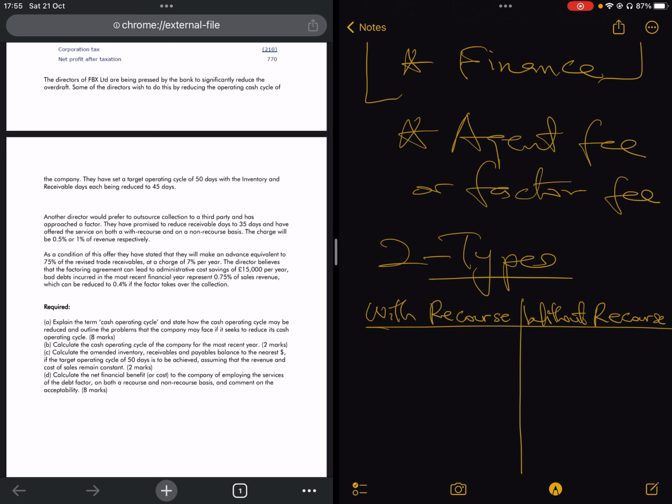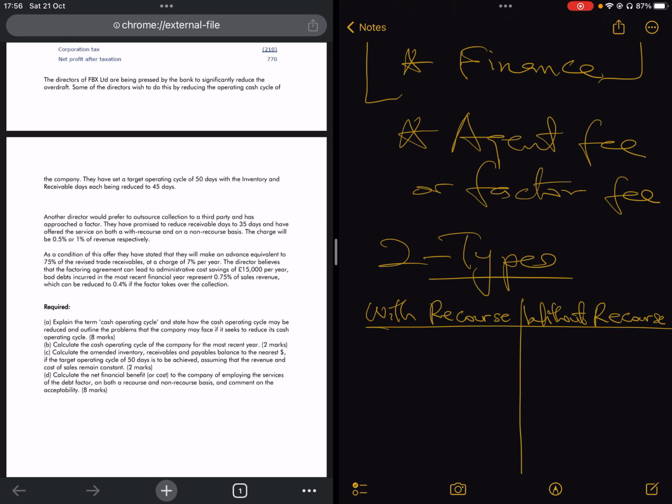Let me explain the difference to you. With recourse means that when you give accounts receivable to an agent to collect for you, if you give $100 million worth of accounts receivable to this guy, if he's able to collect the 100 million, fine, you are okay. But if he's not able to collect more than 70 out of that 100, he's going to return back the 30 to you as bad debt.